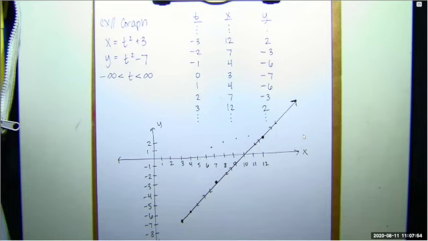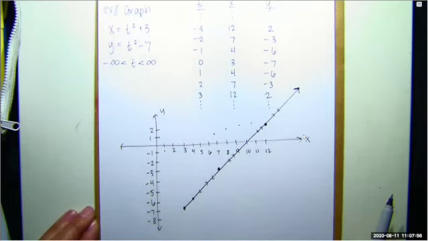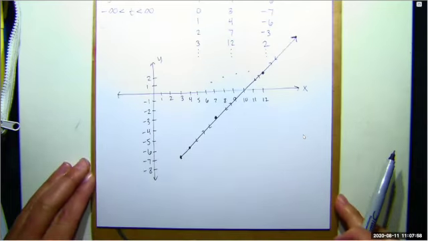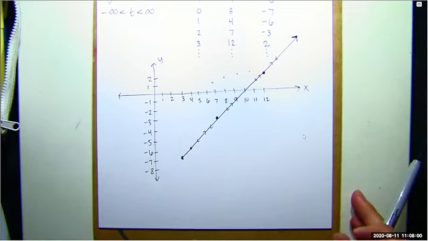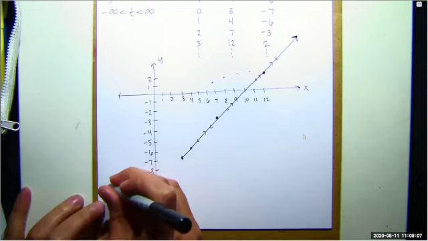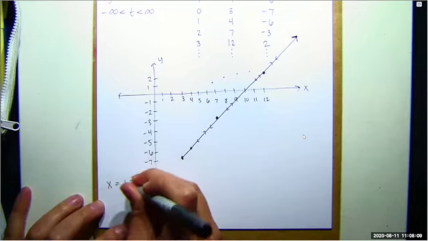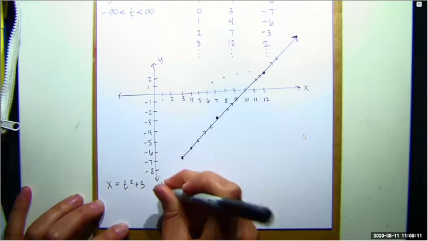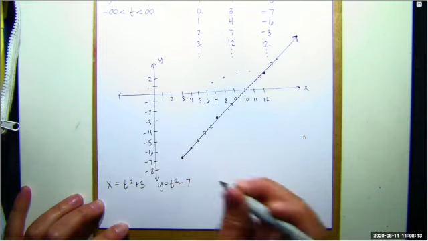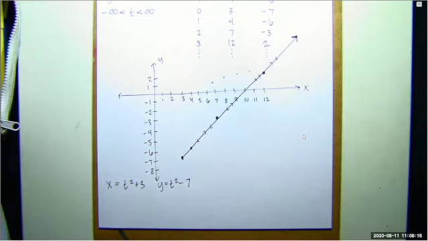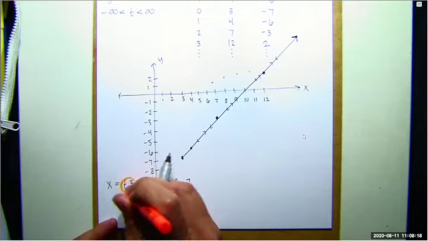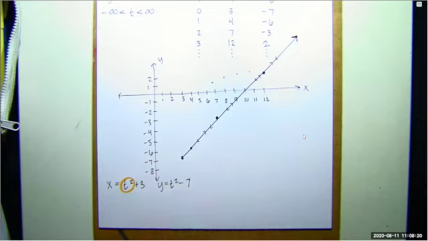Okay. So the next thing we'll do is we'll find the rectangular equation. To find the rectangular equation, we want to put that in terms of x and y only with no t. So our equations were x is equal to t squared plus 3 and y is equal to t squared minus 7. What I'm going to do here is solve this equation for t squared, and then I'm going to drop that in right here.